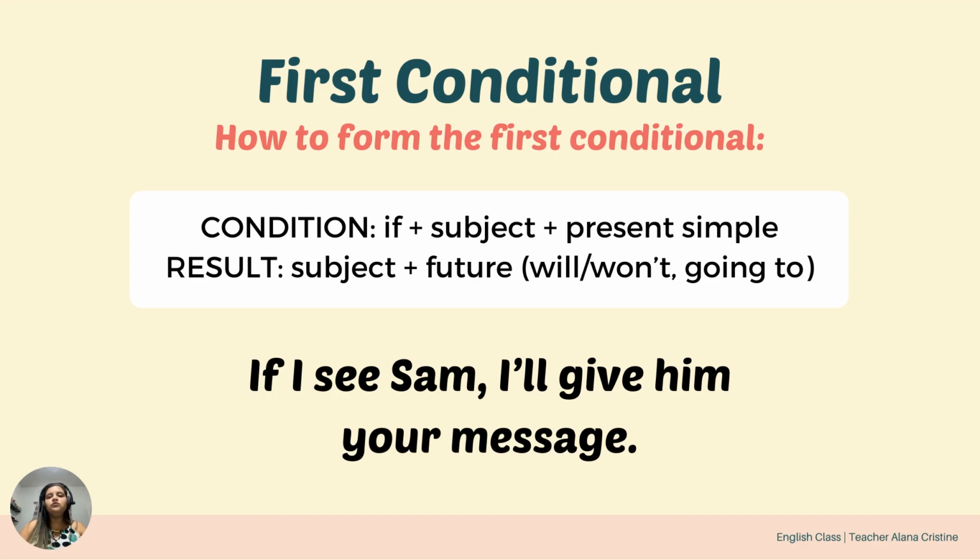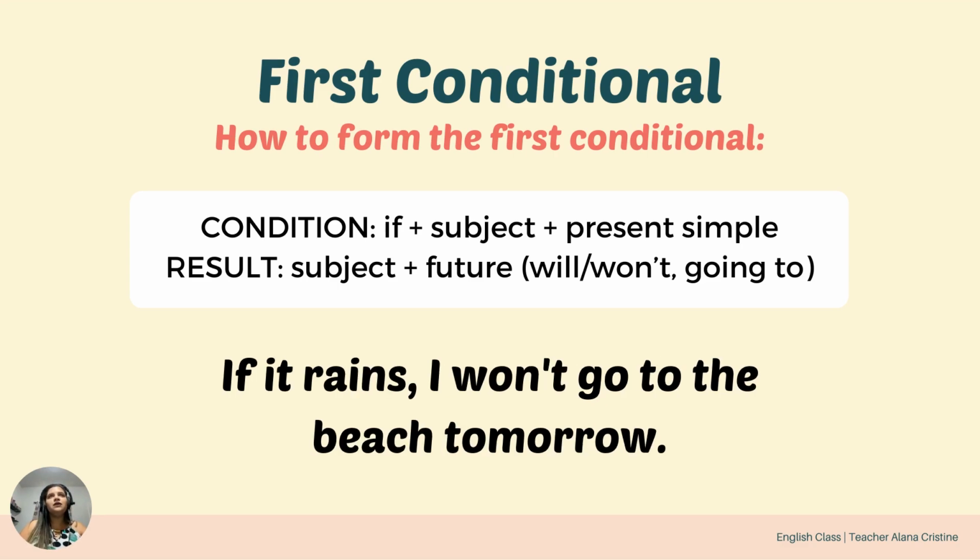Vai ser you, he, she, they. O nome de alguém pode ser também. E aí tem que colocar com will, won't, que é o will mais not, ou então going to, para poder formar essa first conditional. One more example.